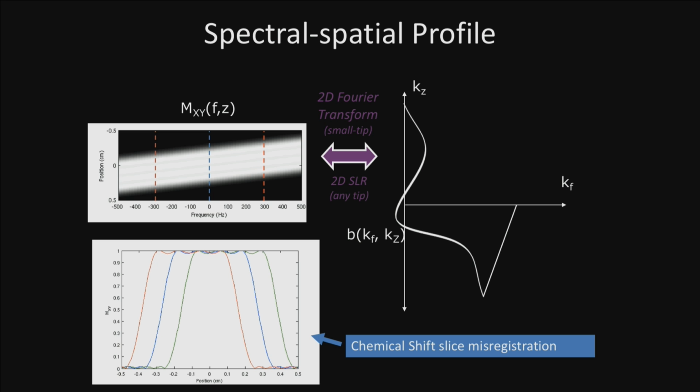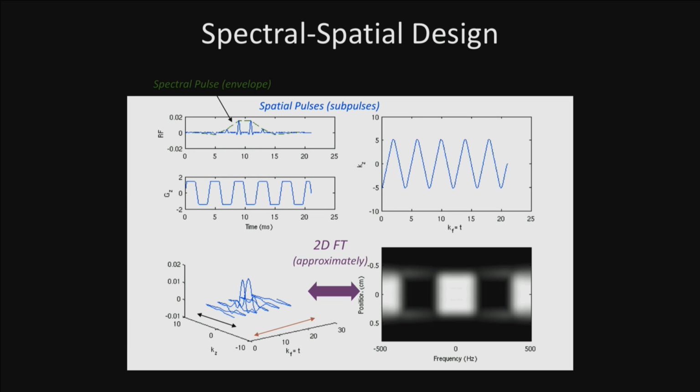So now we can take this a step further, and that's where the spectral-spatial pulses come in. So this is what the profile looks like again, just of our simple excitation pulse, or spatially selective excitation pulse. And now we can try to be more clever and say, well, let's consider both the spectral and spatial components of our RF pulse when we design this pulse.